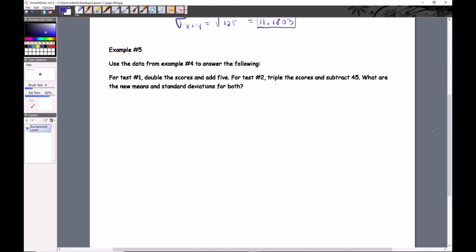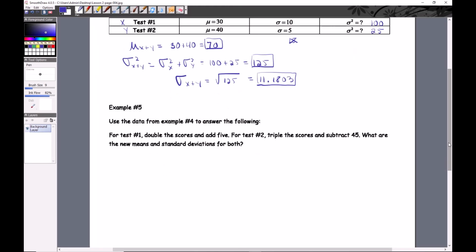All right. So for this one, it says for test number 1, double the scores and add 5. And for test number 2, triple the scores and subtract 45. What are the new means and standard deviations for both? So let's start out with mu of 2x plus 5. That'll be your original mean, which is 30. You double it, and you add 5. So that'll be 65. Now the variance, remember you have to go through variance first, of 2x plus 5.